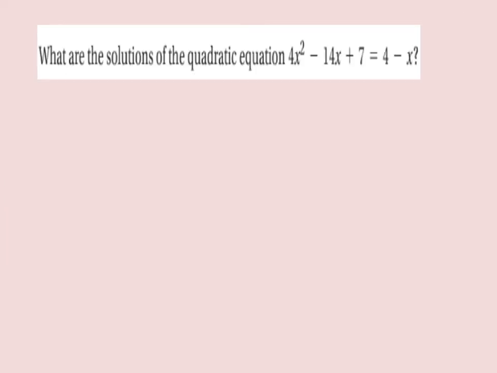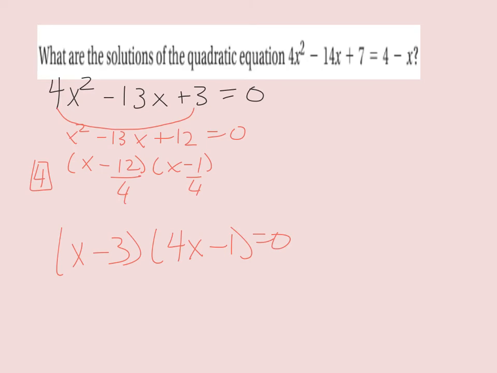Right now, I want you to attempt this problem by yourself. First step you should do is rewrite it so it says equal to 0, and then factor. I will be factoring the trick way. Once you factor, you should solve and find the solutions to the quadratic equation.